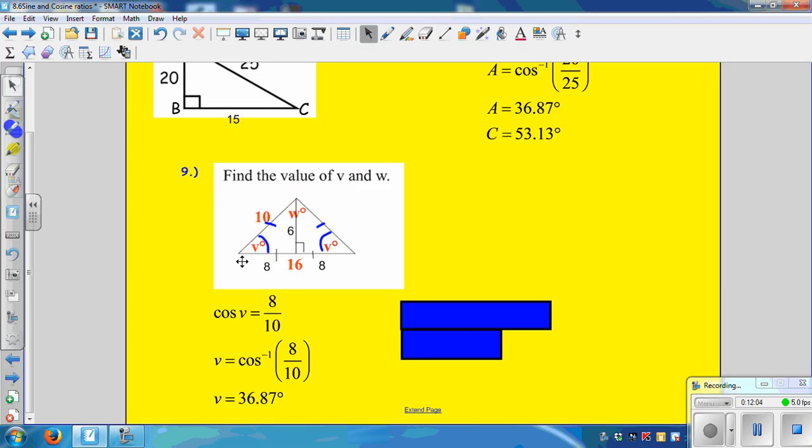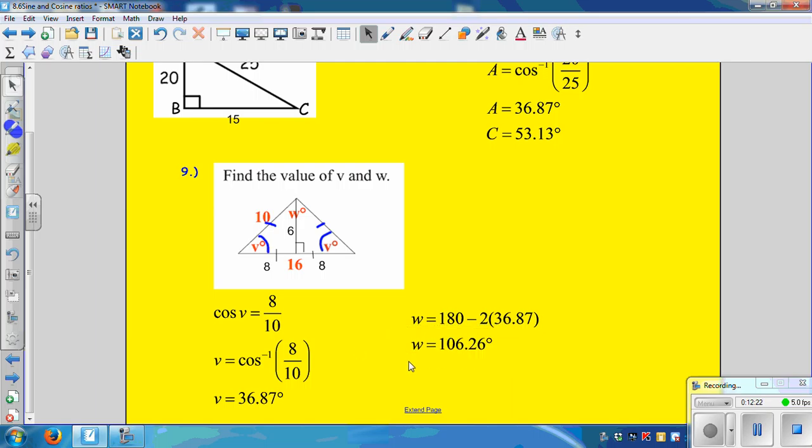So this angle is 36.87. So angle W is going to be the entire triangle minus 2 of the 36.87s. So keep in mind angle W is part of a large triangle that's a total of 180. Subtracting the other two gives me 106.26. Another option would have been to figure out the total between V and half of W, because angle W is bisected in this picture as well, because these are congruent triangles. So you could certainly calculate half of W and then choose to double it.